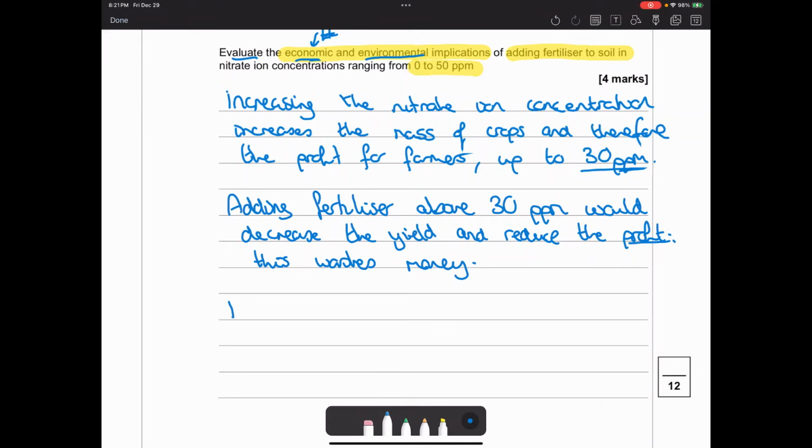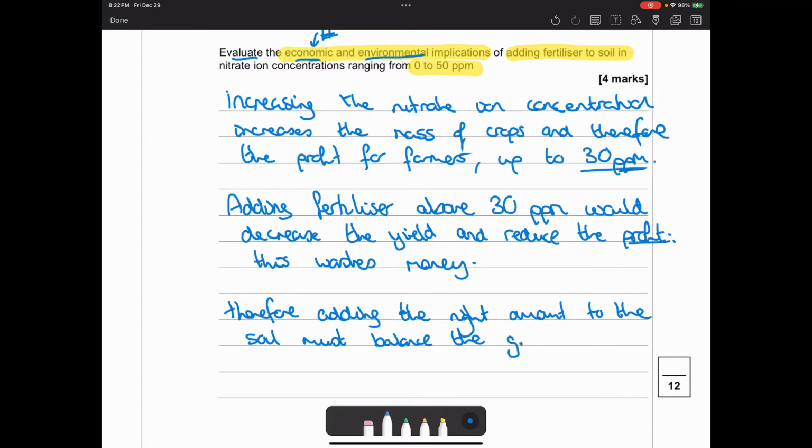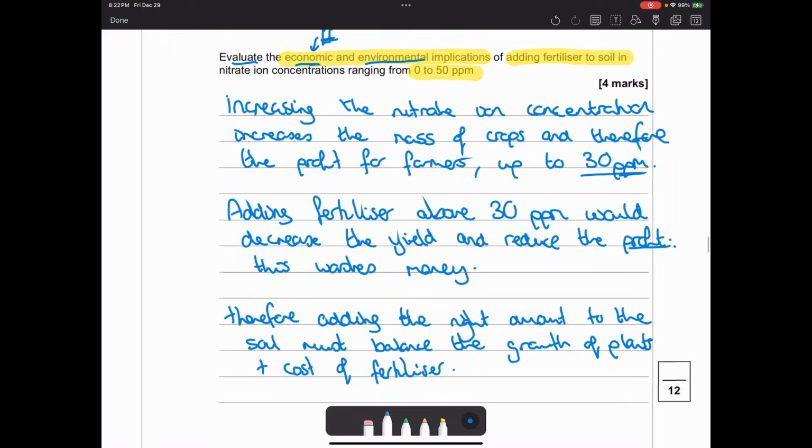The next thing I could say is therefore adding the right amount to the soil must balance growth of plants and cost of fertiliser. So it's a balance as to how much you add. And how much you add would actually depend on the starting amount of fertiliser in the soil as well. But I also need to link in environmental implications.